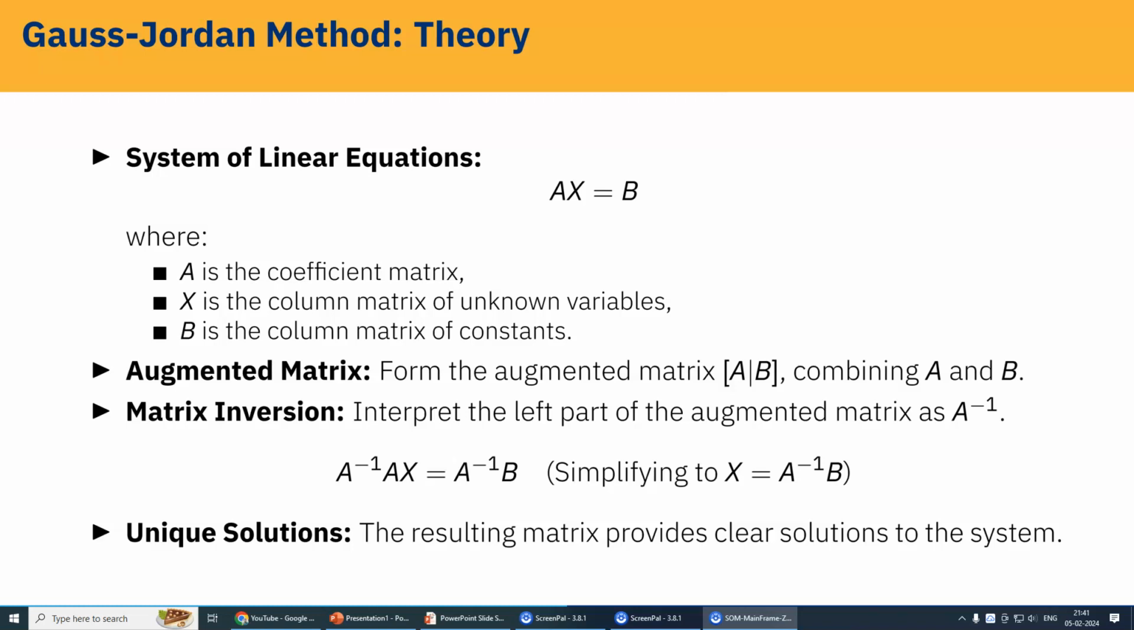A system of linear equations we can write as Ax = B, where A is the coefficient matrix, X is the column matrix of unknown variables, and B is the column matrix of constants. Now we have to form the augmented matrix AB, combining the A and B matrices, and then we have to do the matrix inversion. From that matrix inversion we can easily get X, right? Now I'll show you how to solve the system of linear equations by using the Gauss Jordan method.